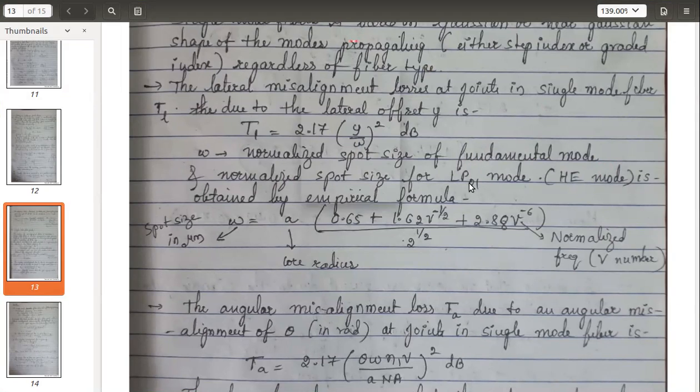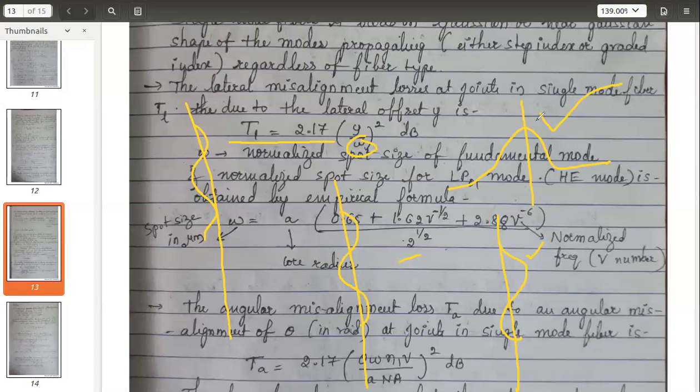When we assume the field distribution, it is a Gaussian distribution. But if you go for higher modes, how will it be? It will be something like this: second order mode, then third order mode, then fourth order mode. We have seen the modal analysis, how the mode distributions are and how the modes propagate. The equation I have drawn here, where omega is the spot size, is only for the fundamental mode. But if you go for higher modes, you want the value of omega to be different.